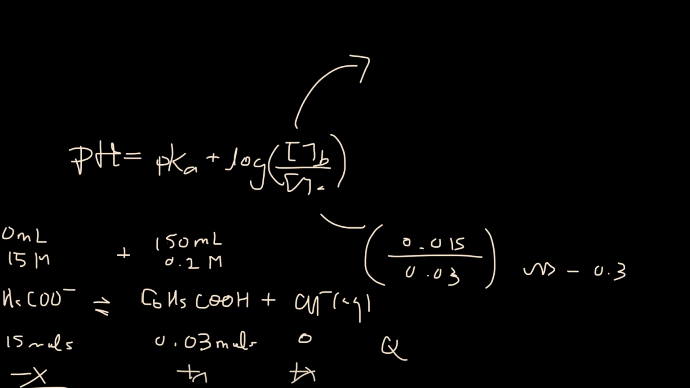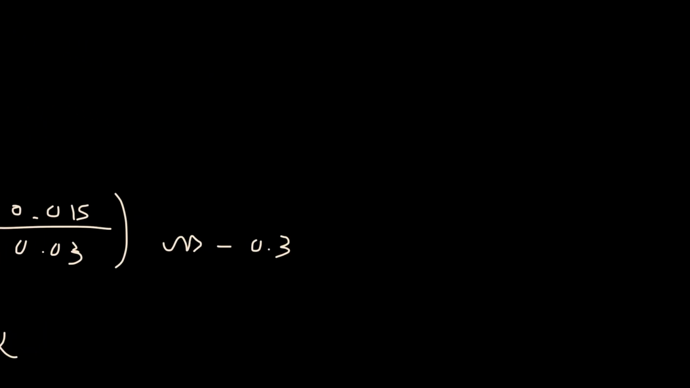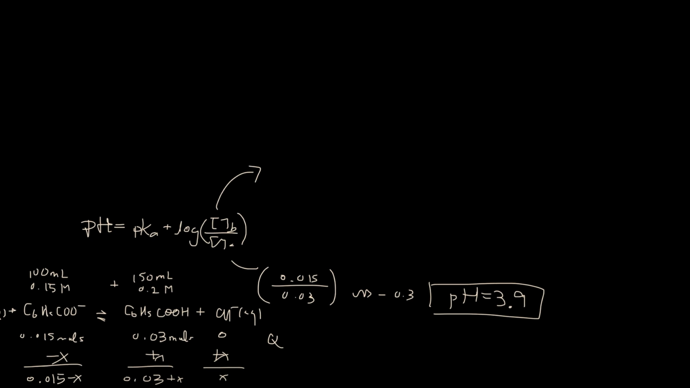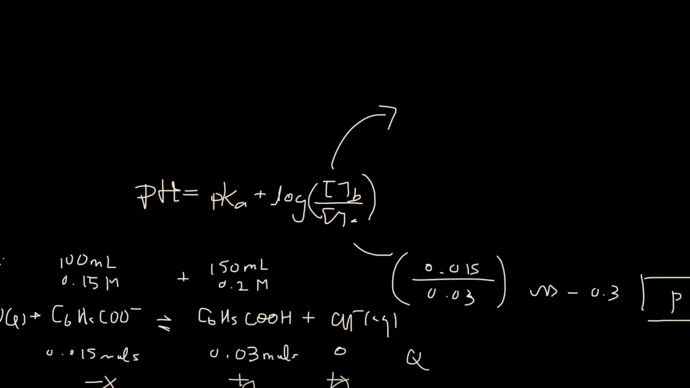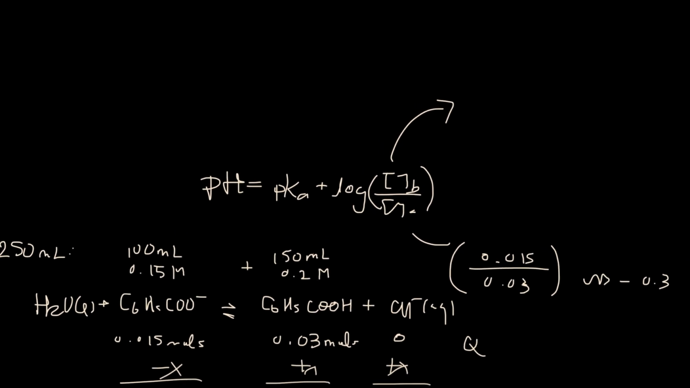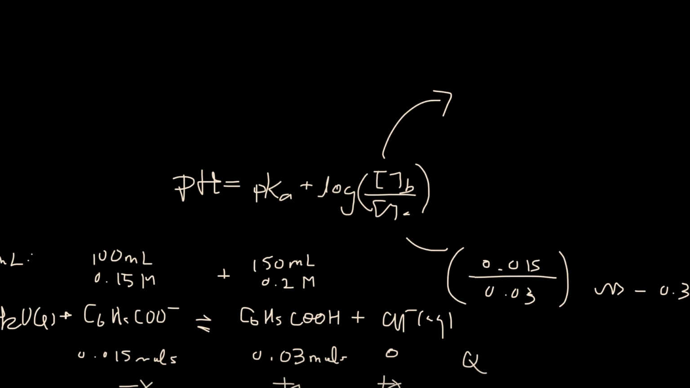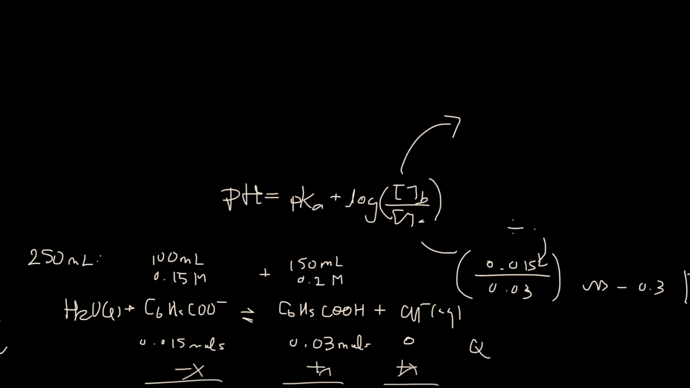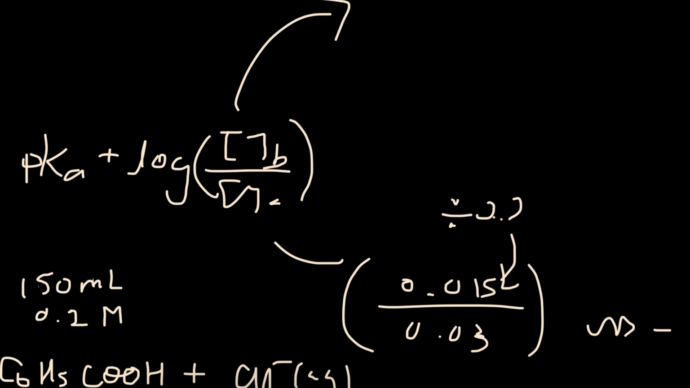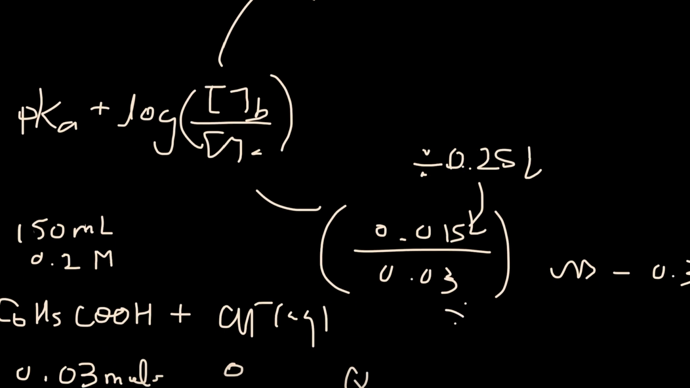And if I use the pKa, which is the negative log of 6.3 times 10 to the negative 5, and then add what I got, I get a pH of 3.89, or 3.9. So that's one way you could do it. The other way is to use the concentration, a little bit longer, but it's honestly the same thing, except you divide by 0.25 liters and then 0.25 liters, so really these two just cancel out.